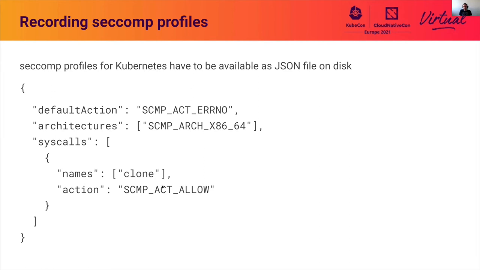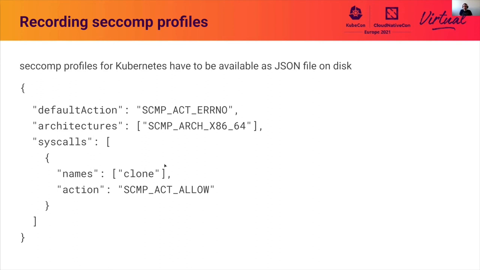And in our little example here, we just allowed a clone syscall. This profile has to be on every disk, because if the scheduler schedules the workload on a node, then CRI-O assumes that the profile is available there, and then it passes it down to the lower level OCI runtime. And if it's not available, then the scheduling or the creation of the workload will fail altogether.